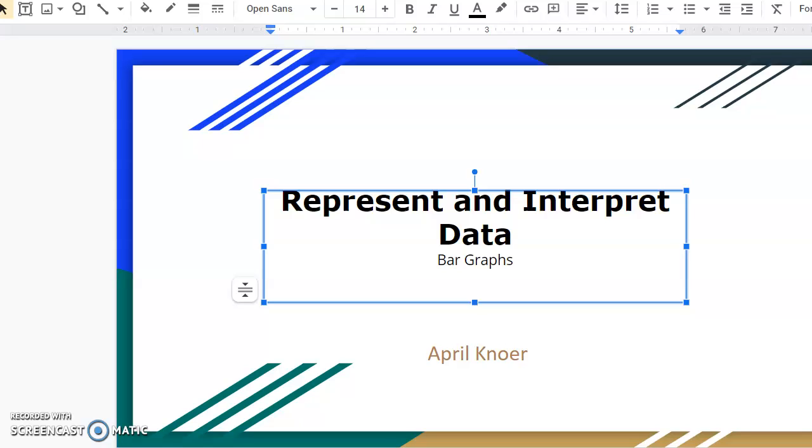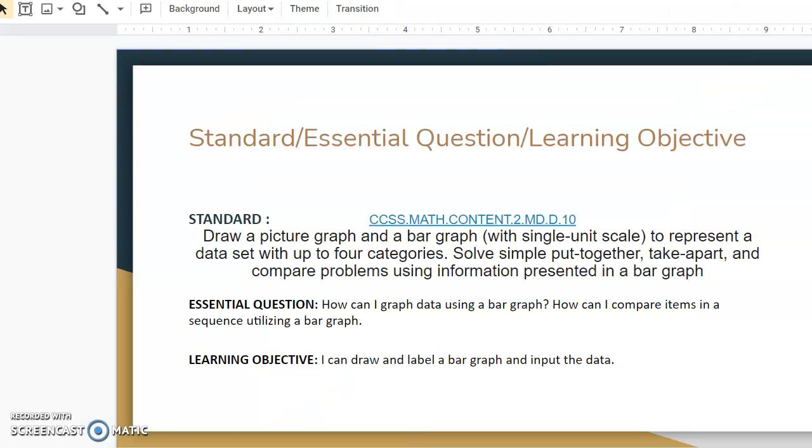Today's lesson is on representing and interpreting data when it comes to bar graphs. Our second grade standard: CCSS Math Content 2.MD.D.10. Draw a picture graph and bar graph with a single unit scale to represent a data set with up to 4 categories. Solve simple put together, take apart, and compare problems using information presented in a bar graph.